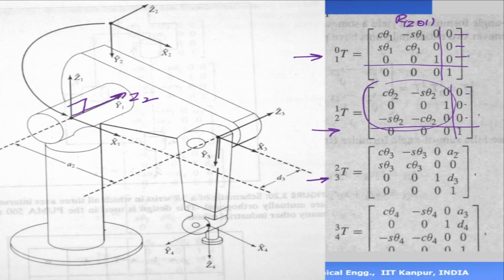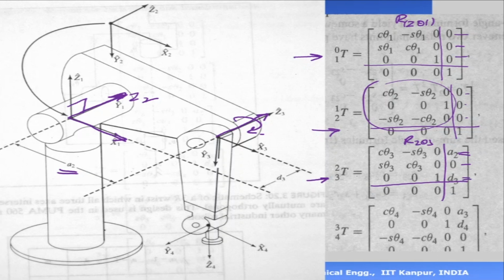Transformation 3 is here again. This is my Z2 and this is my Z3. That means Z3 is a rotation about the Z-axis again. So this is a rotation about the Z-axis by theta 3. And the origins are shifted by a distance of A2 in the X direction. So for the 0 frame, this is my X direction, and it is shifted by A2, which is coming here. In the Y direction it is 0, and it is shifted in the Z direction by the distance D3.